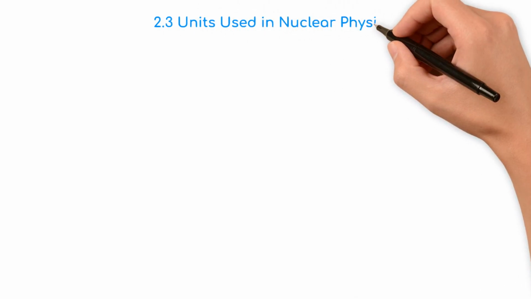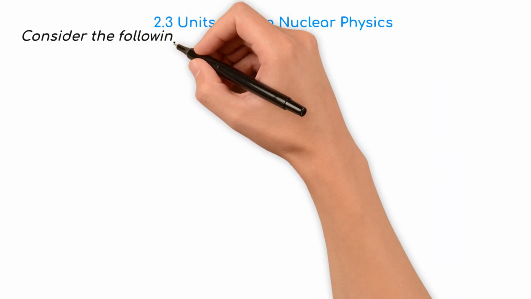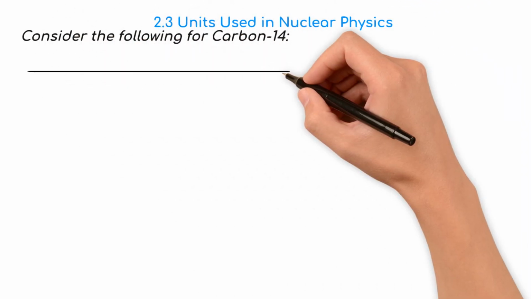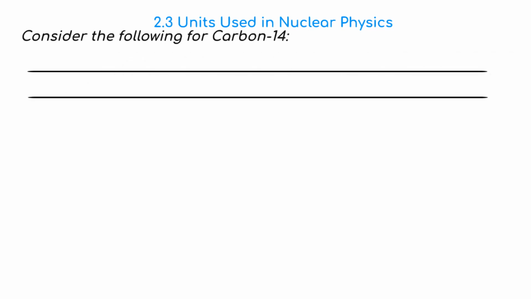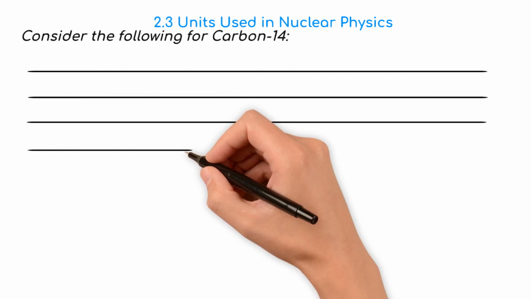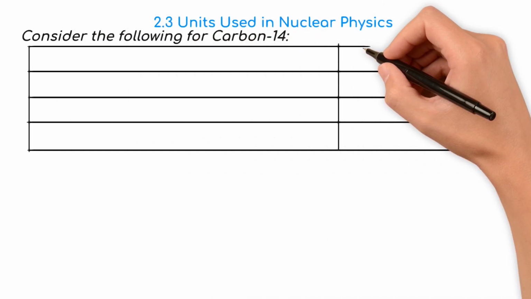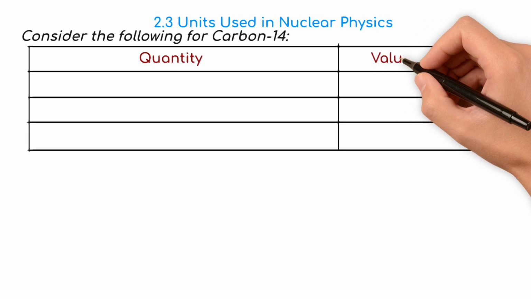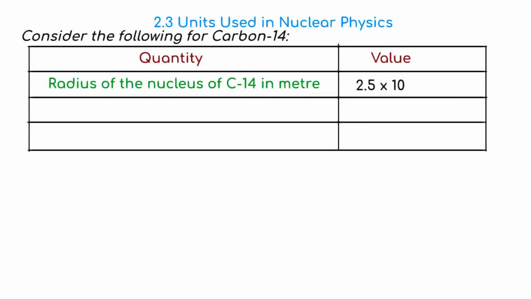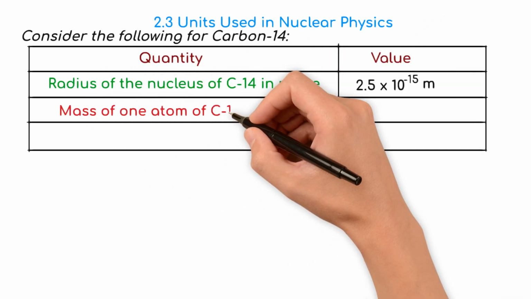Units used in nuclear physics. Now, in nuclear physics, we're actually dealing with very tiny particles. Think of how small an atom is. Then what about a nucleus, which is about 100,000 times smaller than the atom itself? Let's consider the table below, which shows some known values of some quantities of carbon-14.